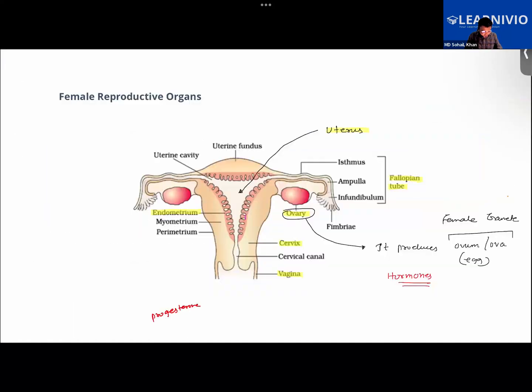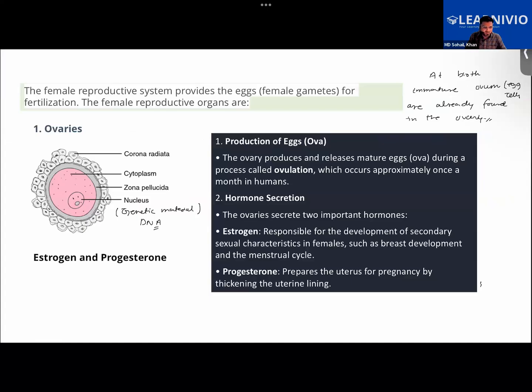Before fertilization, we had learned about the female reproductive organ. We learned about the role of different parts of the female reproductive organ, where we learned about the ovary. Their main function is to produce the egg cell, that is ovum or ova, and other than that, it produces two hormones, respectively, estrogen and progesterone.